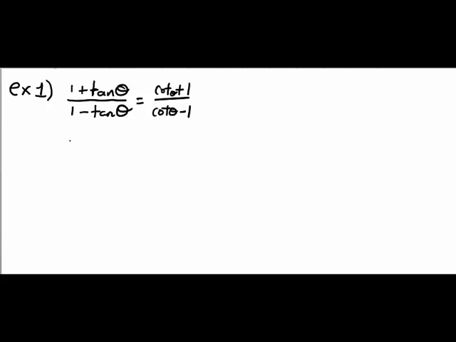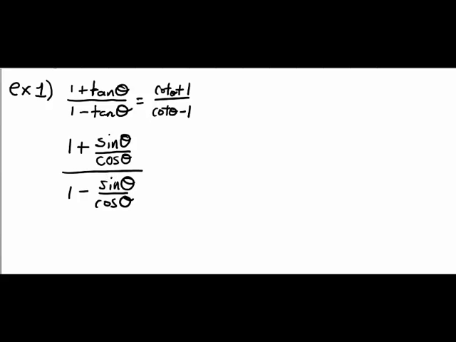So now I have 1 plus, and tangent is going to be sine theta over cosine theta. This is because of the trigonometric identity that tangent is equal to sine theta divided by cosine theta, or y over x if you are using the unit circle. And then I'm going to turn the denominator into sine and cosine as well.